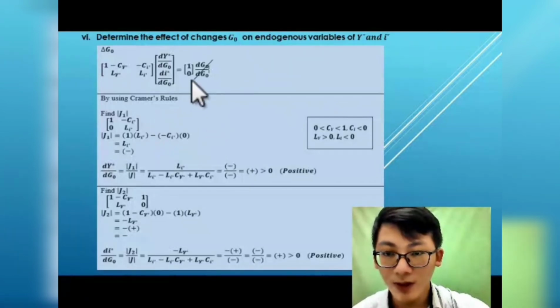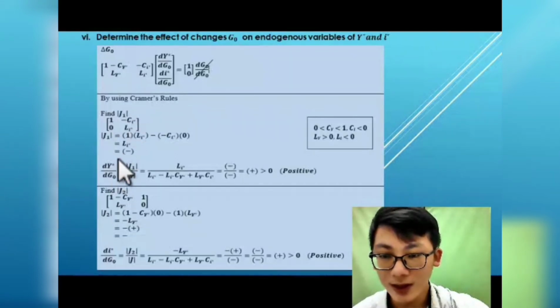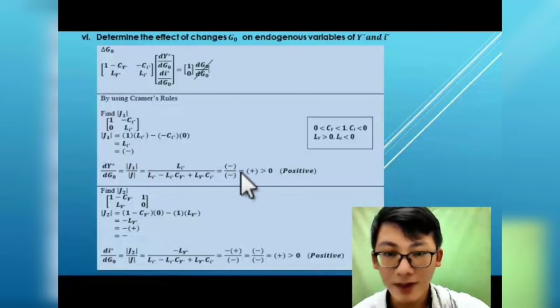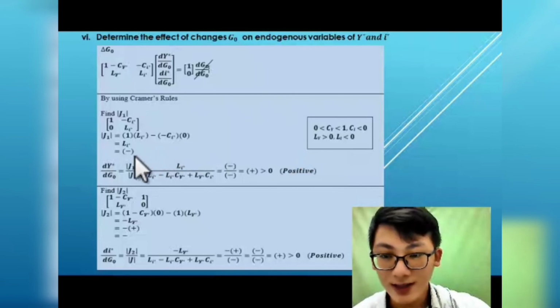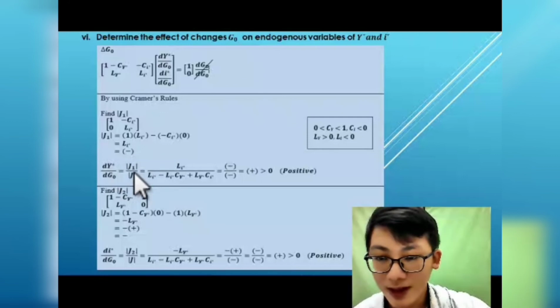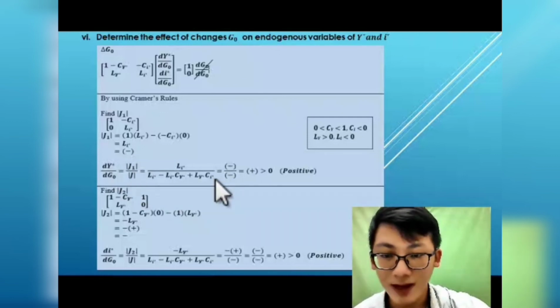So we substitute 1 and 0 into the first column to get the J1. The J1 represents the partial derivative of y. So after we calculate it, we know that the answer J1 is Li. Based on the condition, we know that the Li is negative. So we use J1 divided by J, meaning negative divided by negative, we will get the answer is positive.